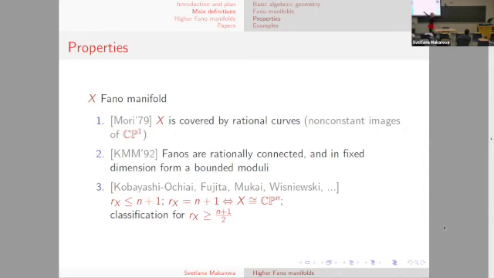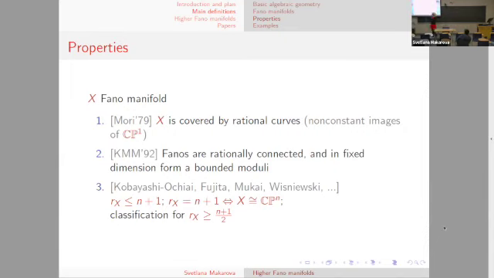Then Kollár, Miyaoka, and Mori proved that Fanos are rationally connected, meaning that for any 2 points, we can find a rational curve that passes through these 2 points. And further, in fixed dimension, they form a bounded moduli. So this means that if we fix a dimension of our manifolds, then there will only be a finite number of deformation classes, of deformation families of these Fano varieties.